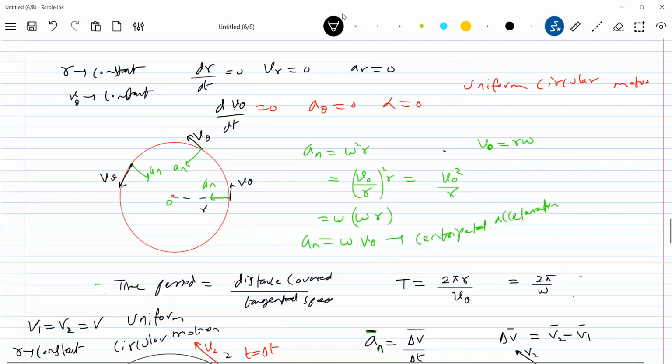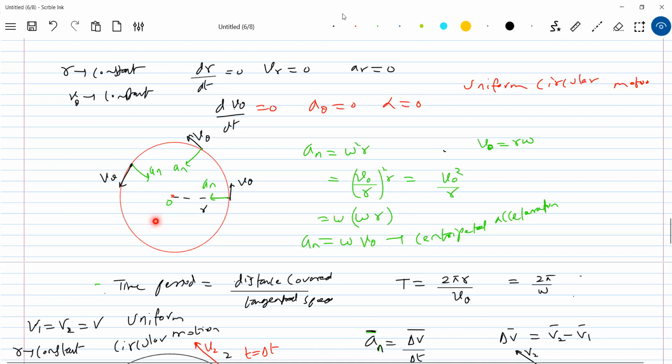And you can see that. And how will it be directed? Always towards center, you see. So don't think that as the particle moves, the AN will be here only. When particle is here, AN will be here. When particle is here, AN will be here. When particle is here, AN is there.